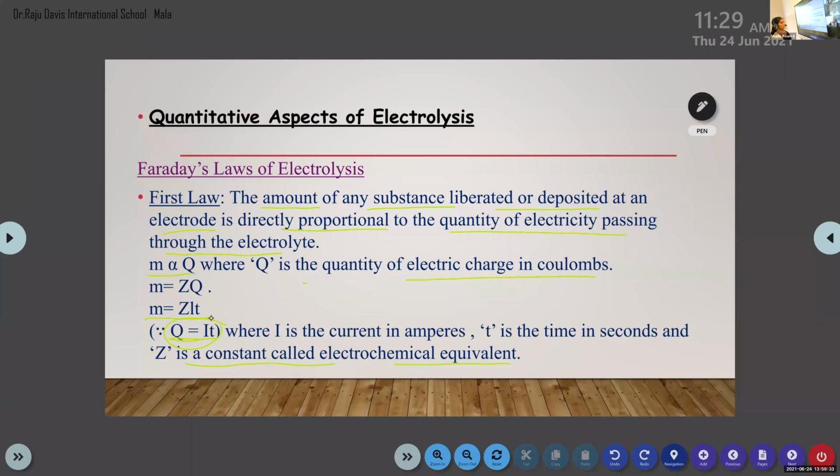M is proportional to Q. Then, in order to remove that proportionality sign, we add one constant. It is known as the electrochemical equivalent, represented as Z. Then instead of Q, we can substitute IT. Then the equation becomes M is equal to Z into IT. So this is the first law of electrolysis proposed by Michael Faraday.